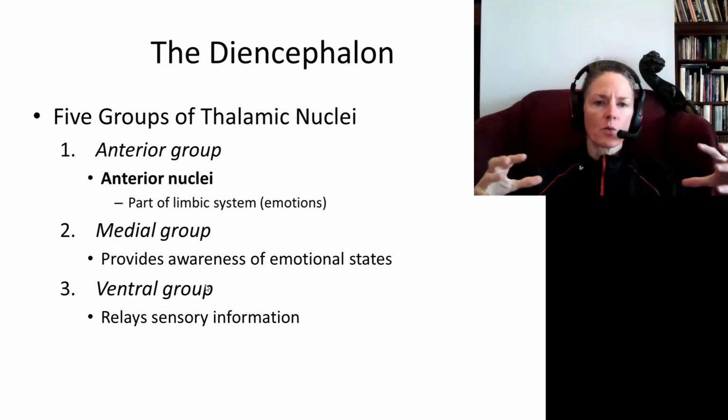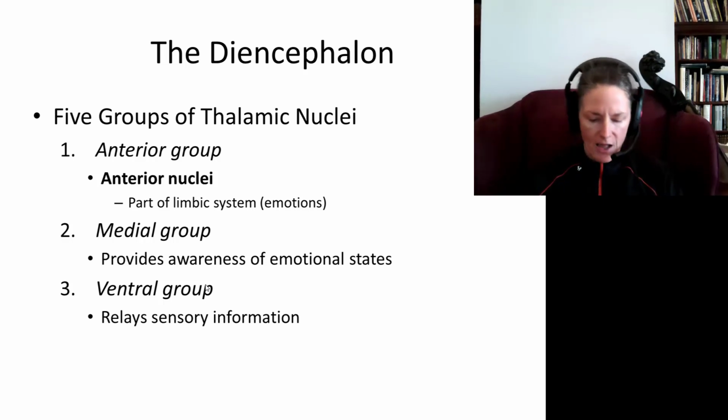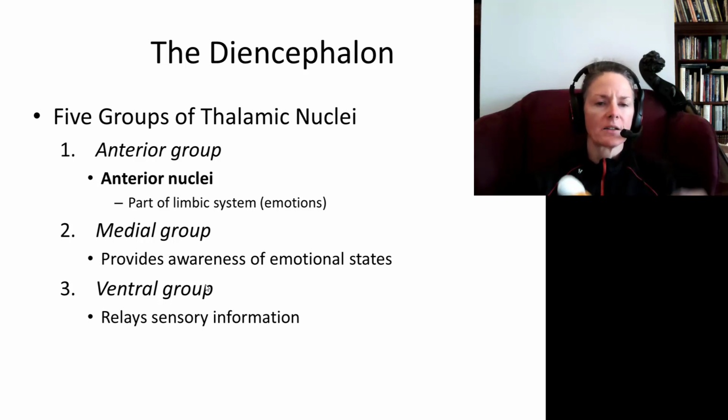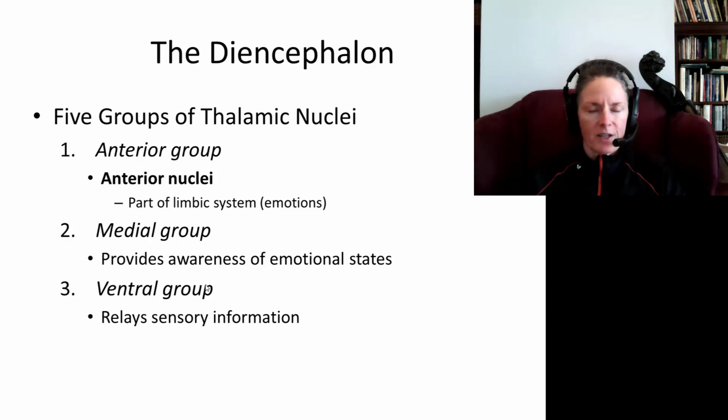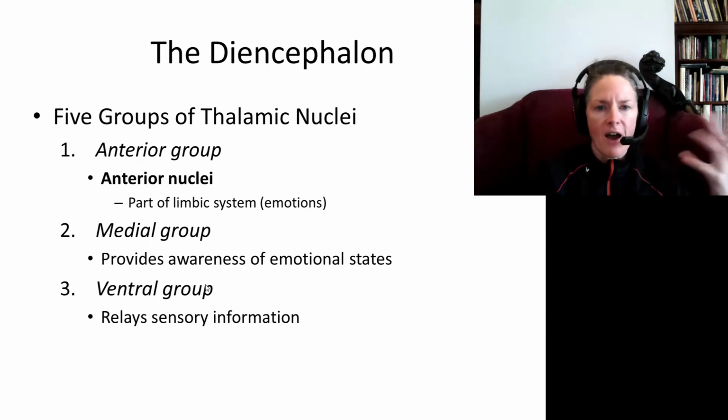All right, we've got several groups of nuclei within the thalamus. So we know that the thalamic halves themselves, the thalamic hemispheres, basically are a collection of gray matter processing centers. And just like anywhere else in the central nervous system, we call these gray matter processing centers nuclei. And we're going to have 5 main groups.